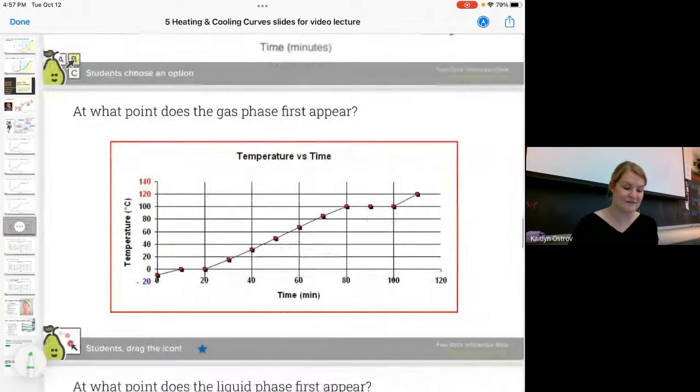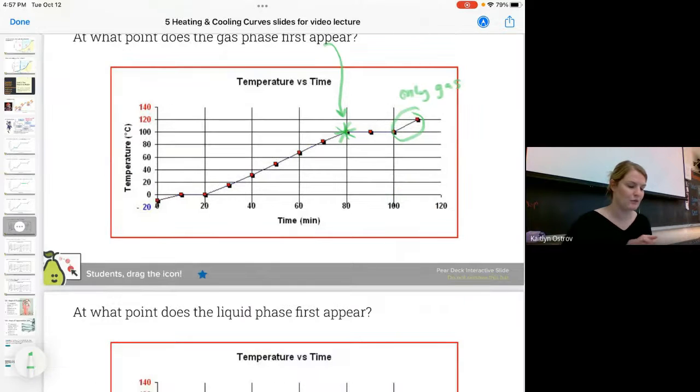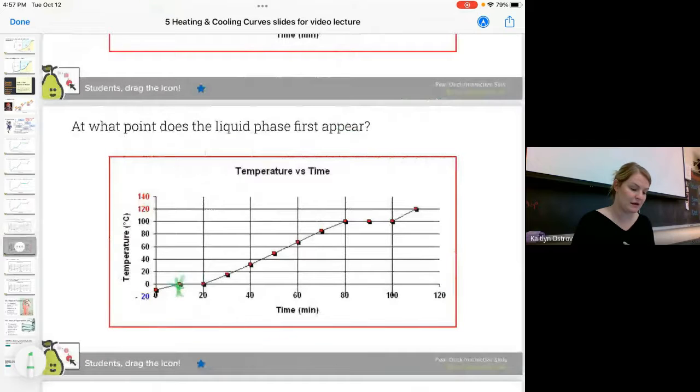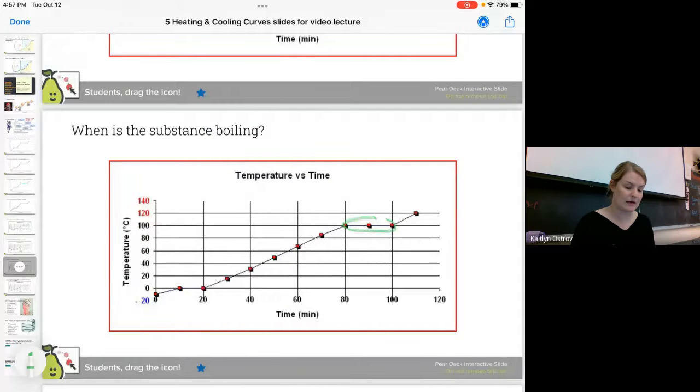At what point does the gas phase first appear? So I know that this is where it's purely gas. Like writing with a highlighter, so it might be kind of hard to see. But this part here, this is where the gas phase first appears. Because this is where you're first going to start to see that liquid boiling. So like, when you have a pot of water on the stove and it first starts to boil, you just see like little teeny tiny bubbles. That's when the gas phase is first starting to appear. So then the liquid phase would first start appearing right here. The substance would be boiling here.